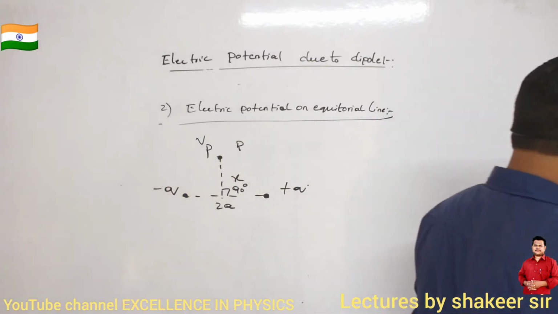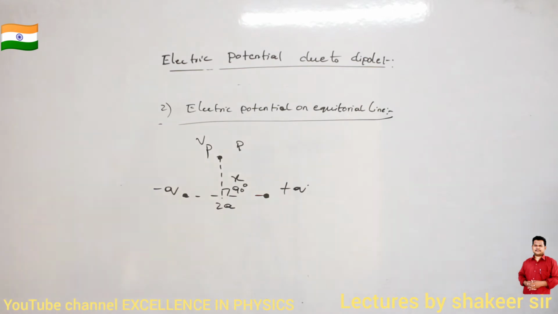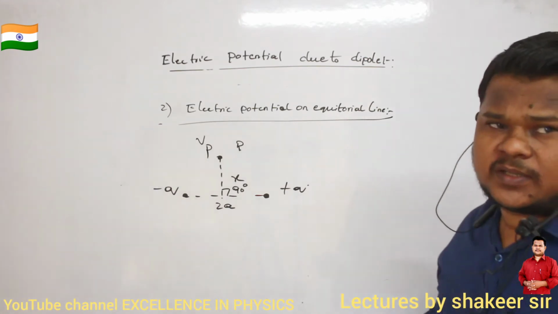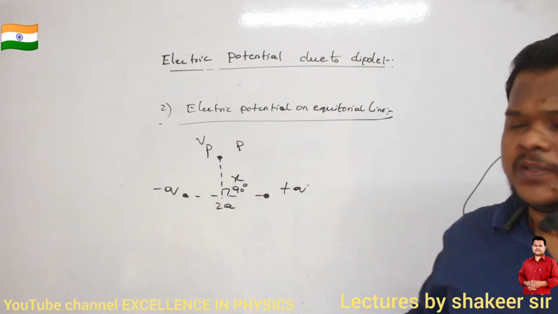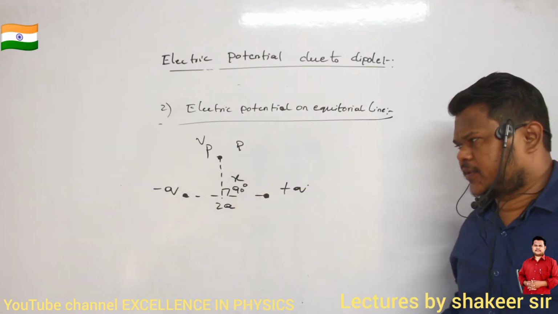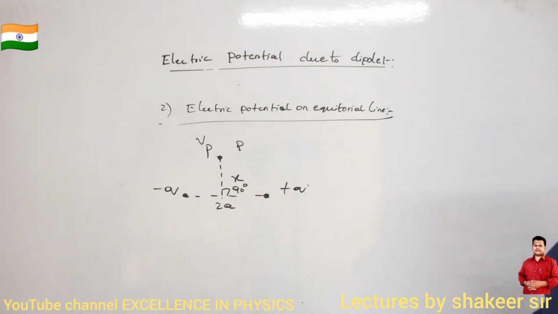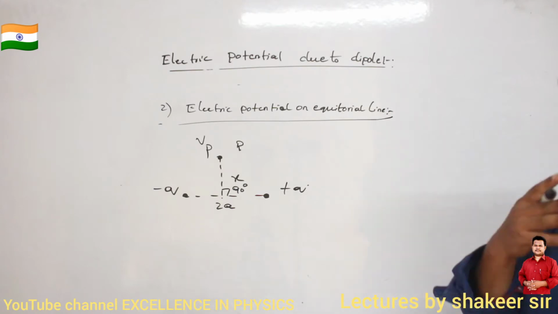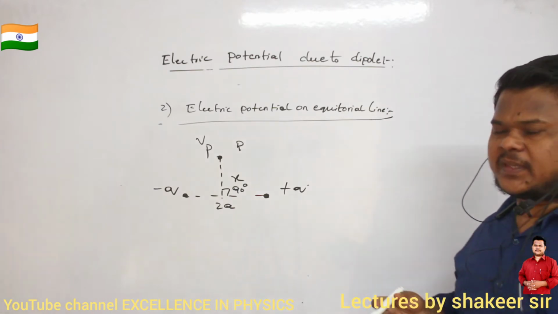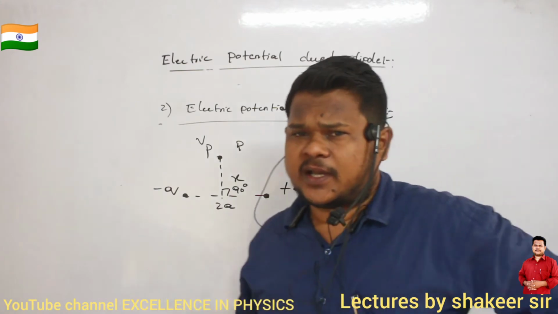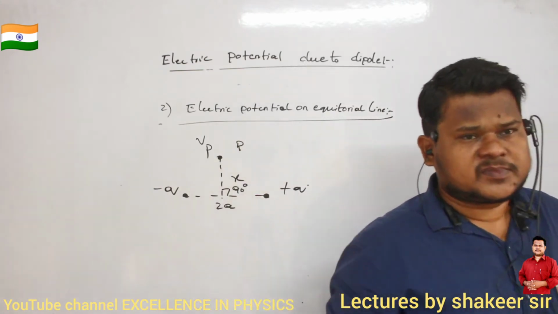So can you say how can I calculate potential on the equatorial point? Any idea? Without any calculation, I can say the answer. Same.